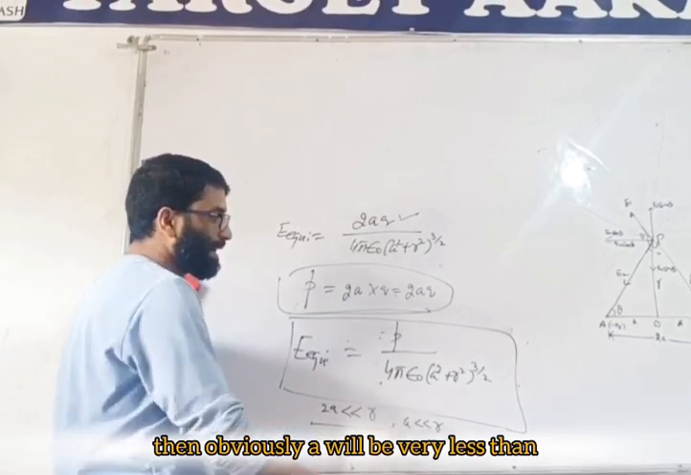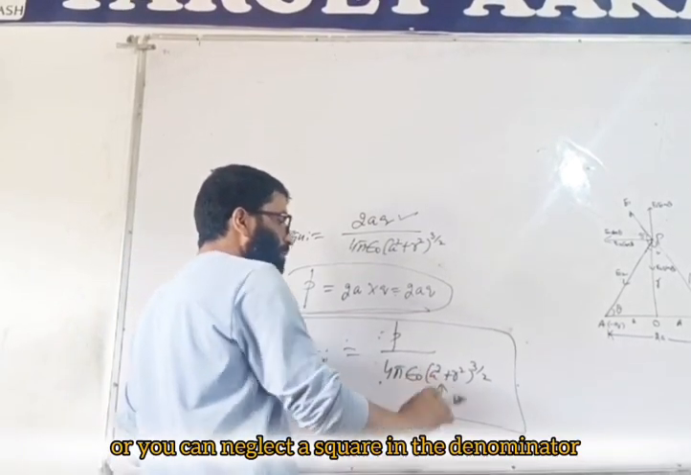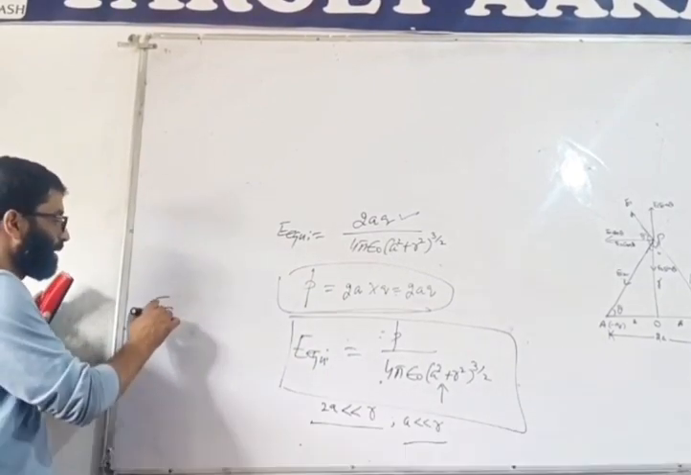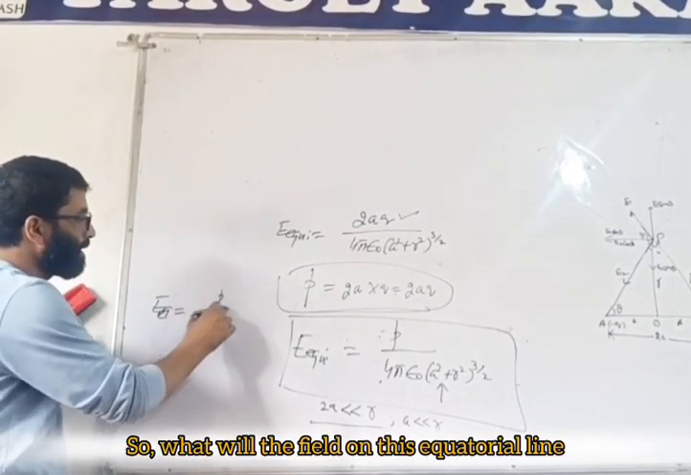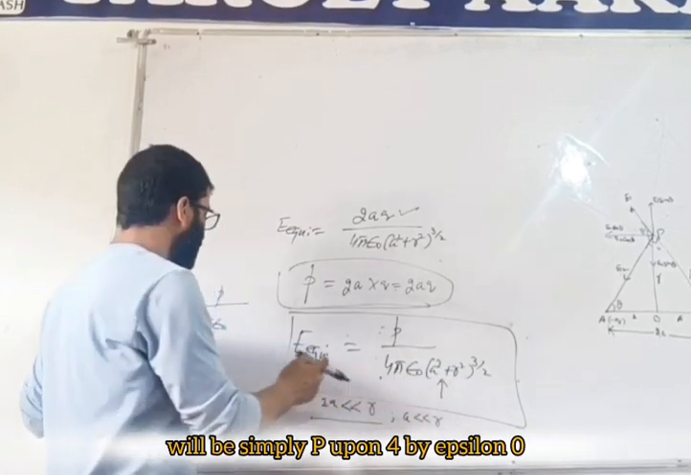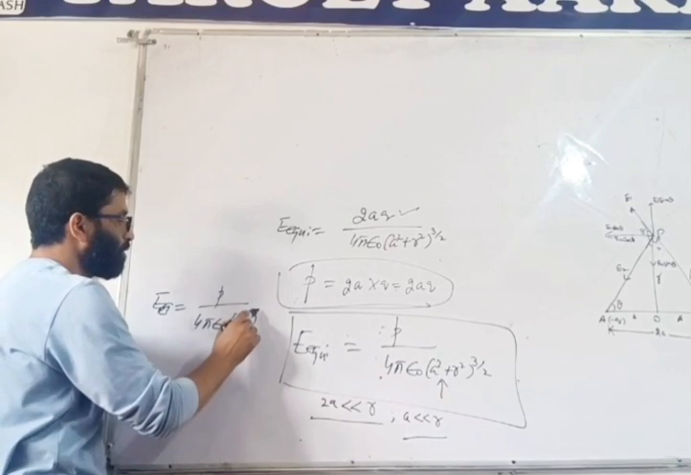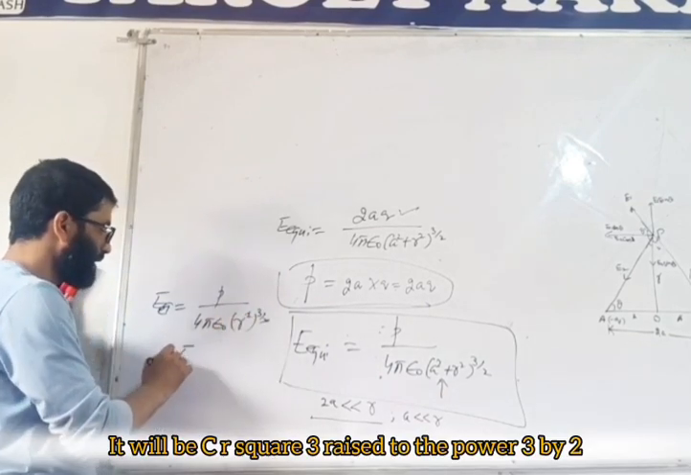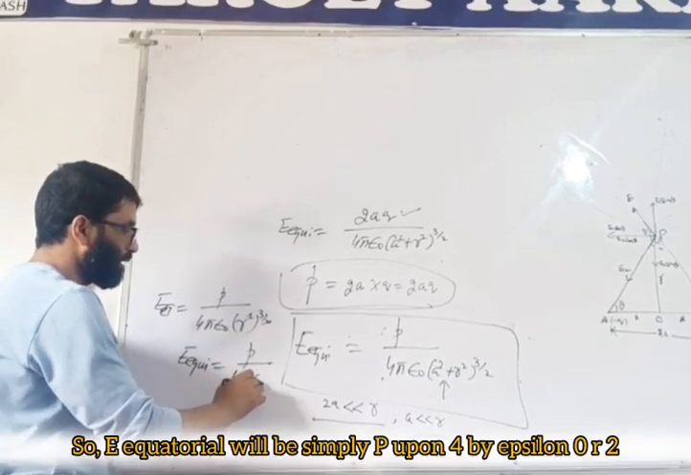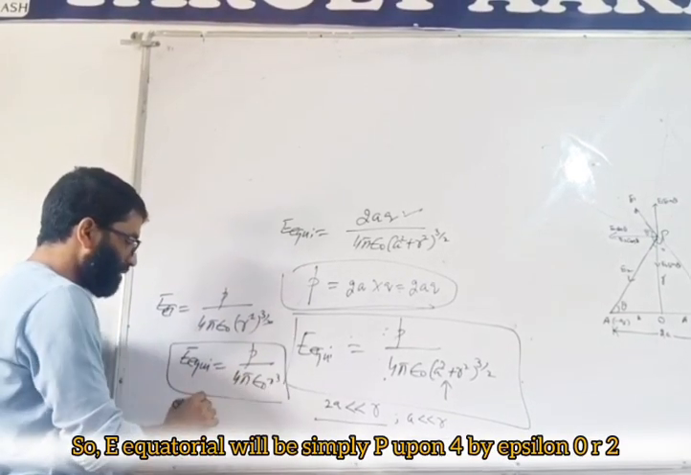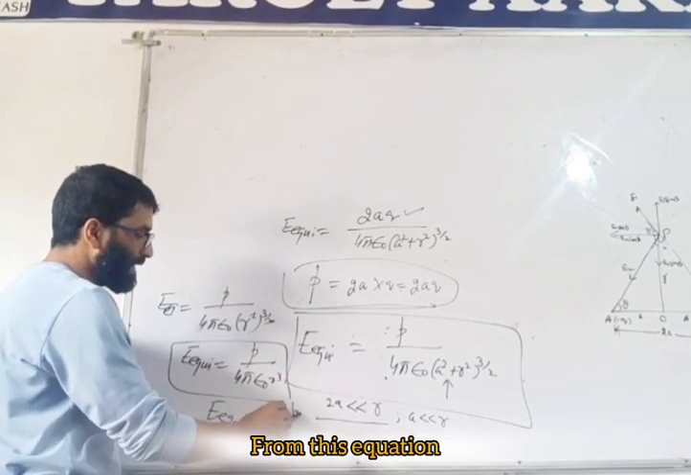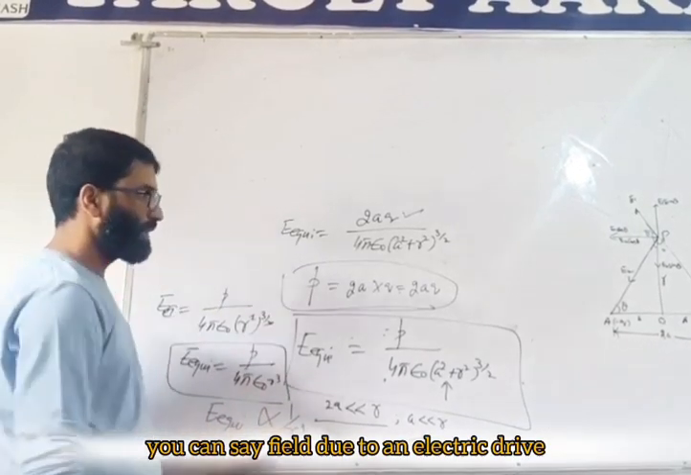You can neglect a square in the denominator of the equation. So what will be the field on this equatorial line? That will be simply p upon 4 pi epsilon naught, and here r square to the power 3 by 2, 2 and 2 will cancel out. So E equatorial will be simply p upon 4 pi epsilon naught r cube. From this equation, you can say the field due to an electric dipole on its equatorial line varies as 1 upon r cube.